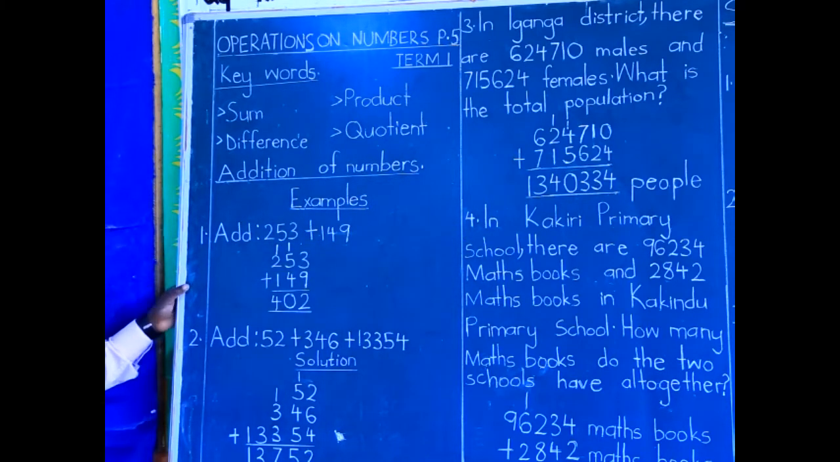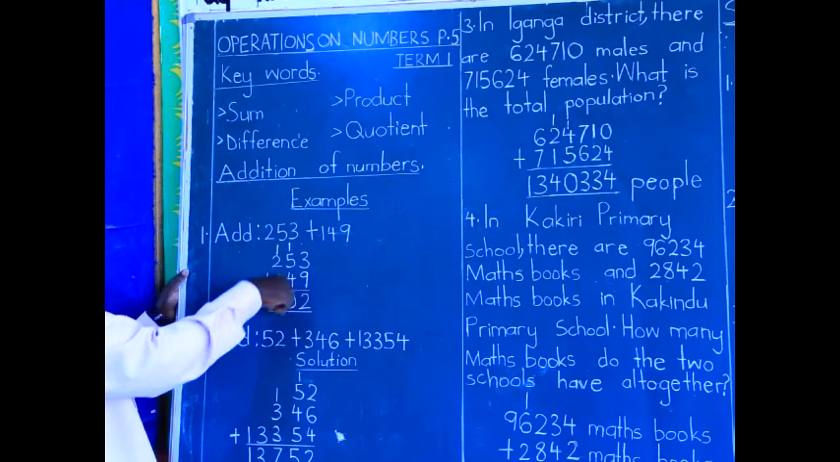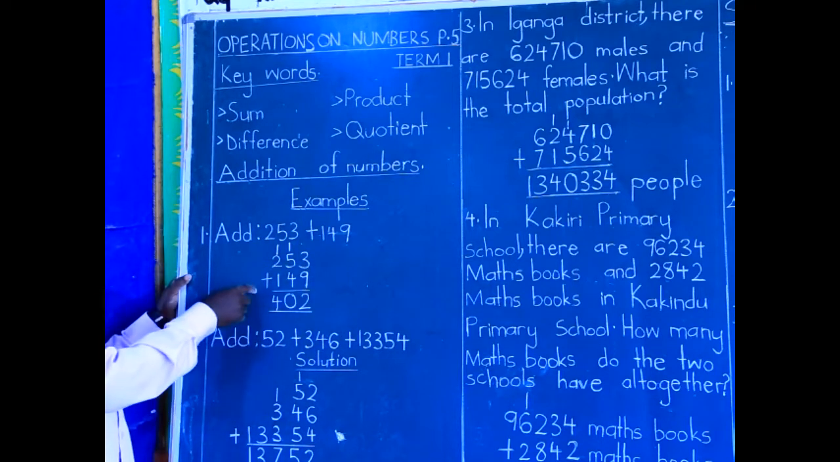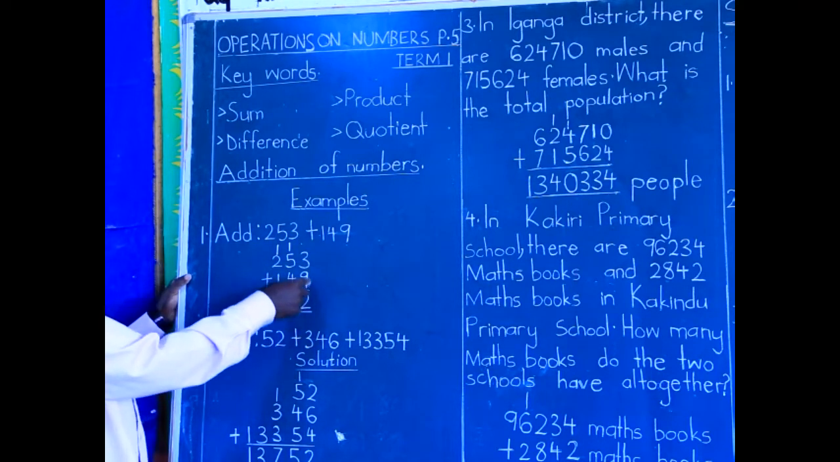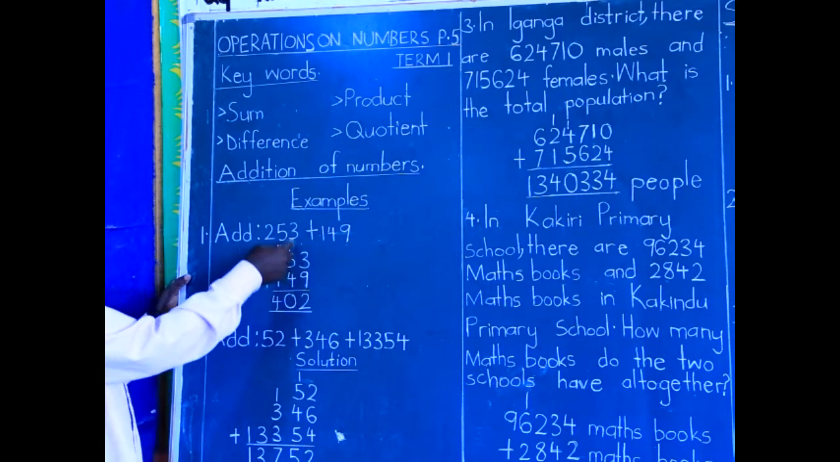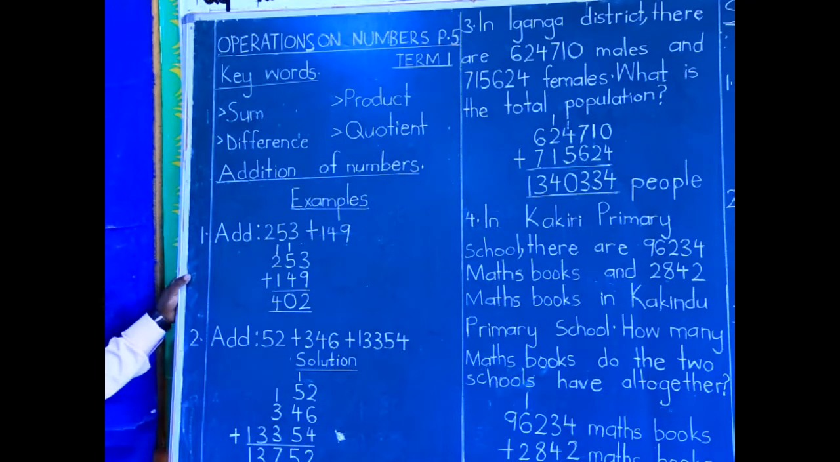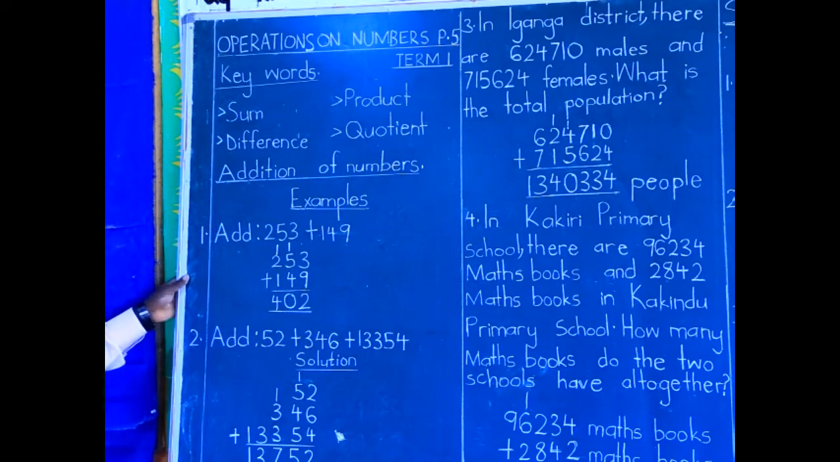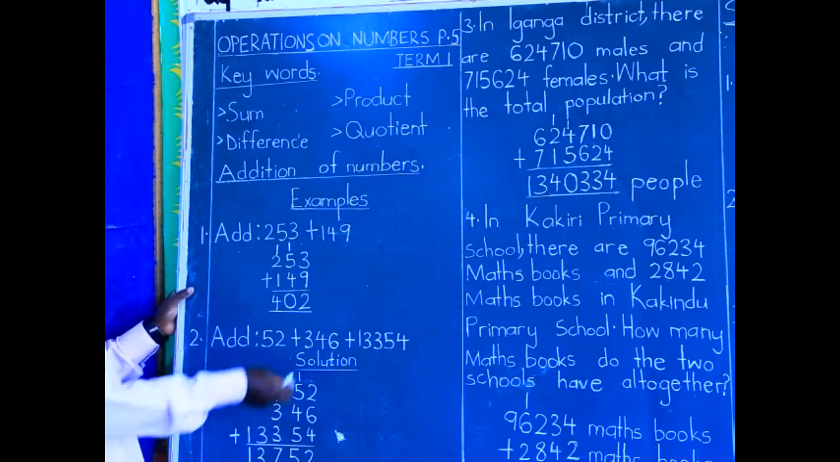And then for you, you are going to order it downwards using the idea of place values like ones, tens, and hundreds. Hence, write 253 plus 149, but order 9 under ones, 4 under tens, and 1 under hundreds, and then show the equal sign before you add. Now you go to add.